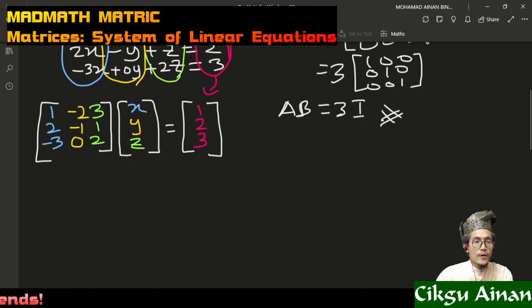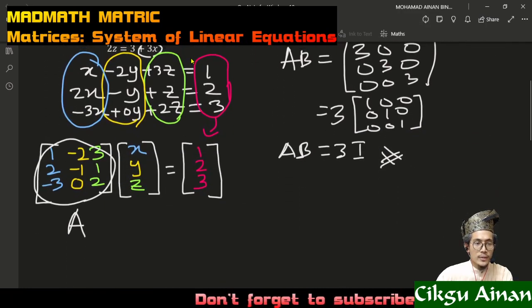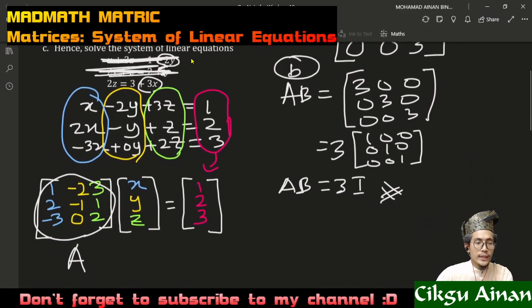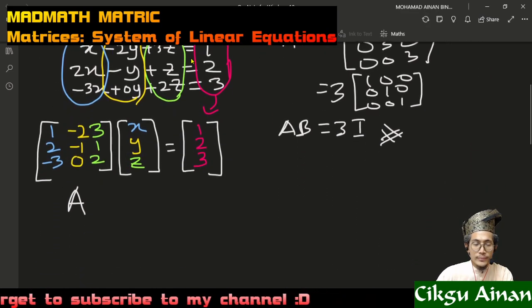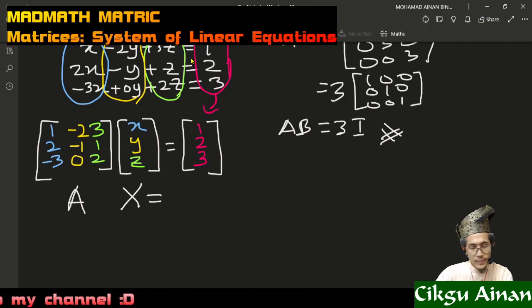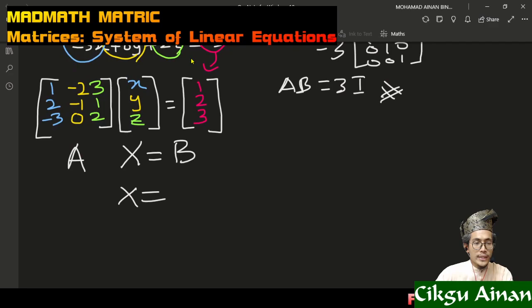Okay, so over here, we know this is A. We must check whether it is correct or not, this one with this one. Correct. It is A. So we can claim that it is A. And then this one is column matrix X, and this one is column matrix B. So this one is a no brainer. You can write X equals A inverse B already.